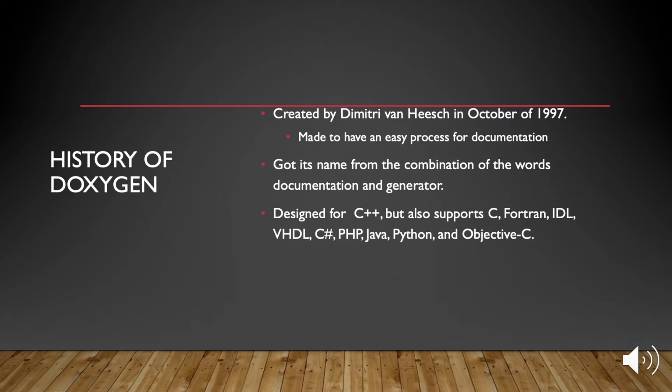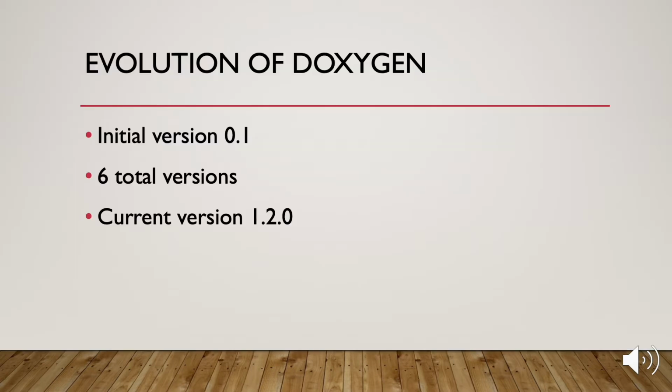The name Doxygen comes from the combination of the words documentation and generator. Documentation shortened to docs, and generator shortened to gen. The Y in the middle is just for pronunciation. Doxygen was designed for C++, but also supports C, Fortran, IDL, VHDL, C#, PHP, Java, Python, and Objective-C.